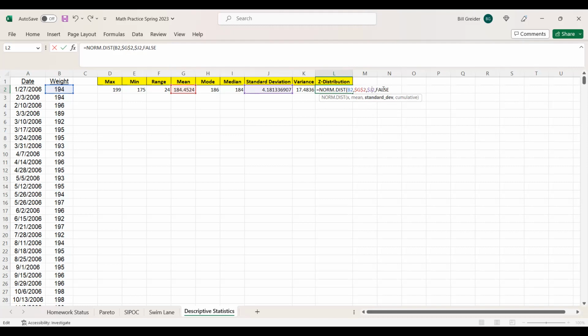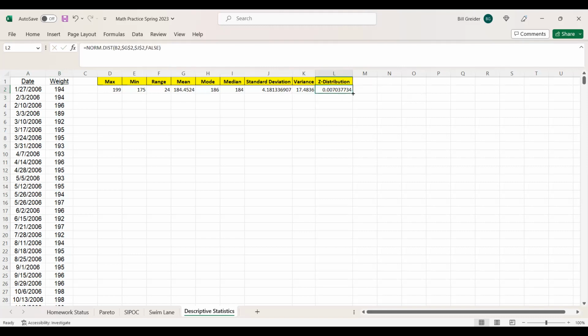I insert those $ signs. Any idea why I put the $ signs in for the mean and the standard deviation? Lock those values in. Yep, bingo. Because when I drag this down, it's going to try to take G3, G4, and the formula is not going to work, obviously. Thank you, Frank. I hit enter, and there's my Z distribution for that data point. And all it's doing is taking that 194 and doing a mathematical equation with the mean and the standard deviation.